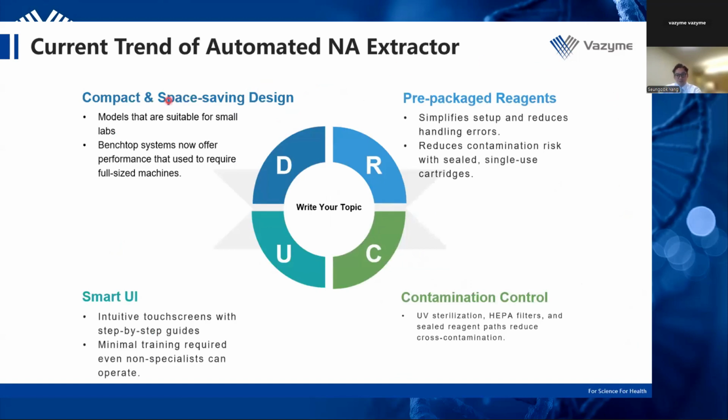So I'd like to share the current trends in automatic nucleic acid extractors, which are transforming how laboratories operate. First, there's a strong shift towards compact and space-saving designs. Newer models are tailored for smaller labs, but still deliver performance that previously required much larger full-size machines. And benchtop systems are now capable of high efficiency in a minimal footprint.